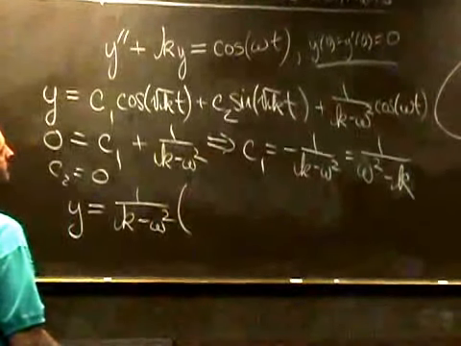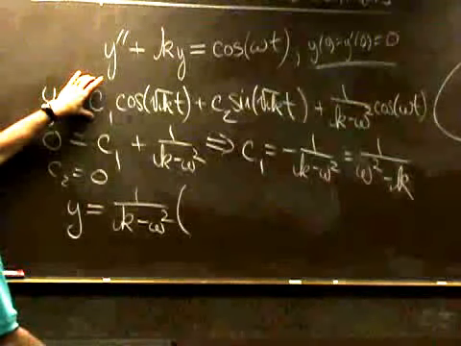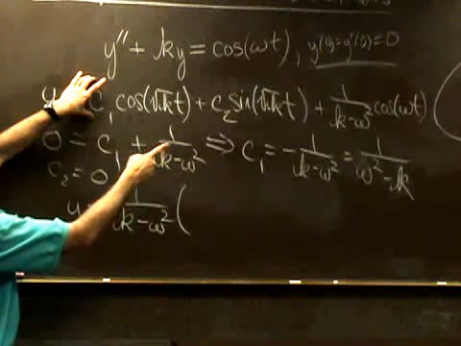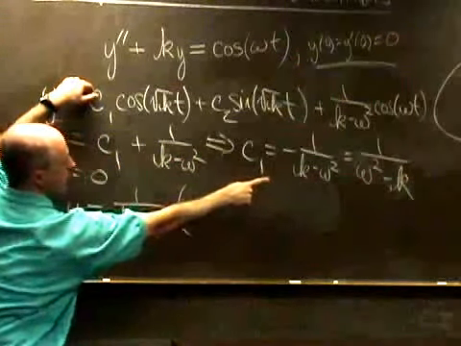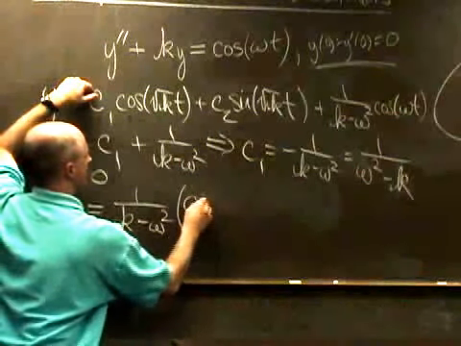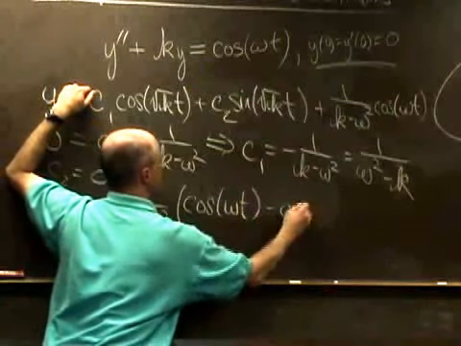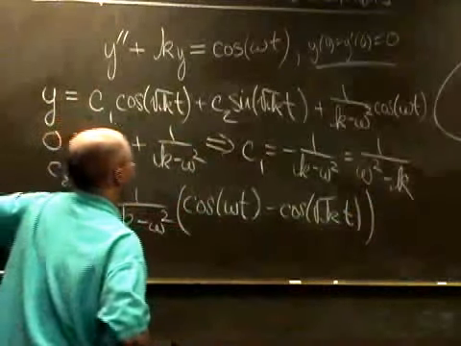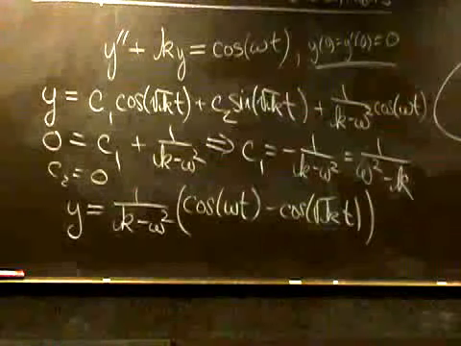I'm going to factor out the common factor of 1 over k minus omega squared. I'm looking up here, realizing the c2 is going to be 0. If I factor out what's common, and the c1 is really, I want to think of as negative 1 over k minus omega squared, what I'm going to end up with then is a cosine of omega t minus a cosine of square root of k times t. So that would be one way to write the solution of the initial value problem.